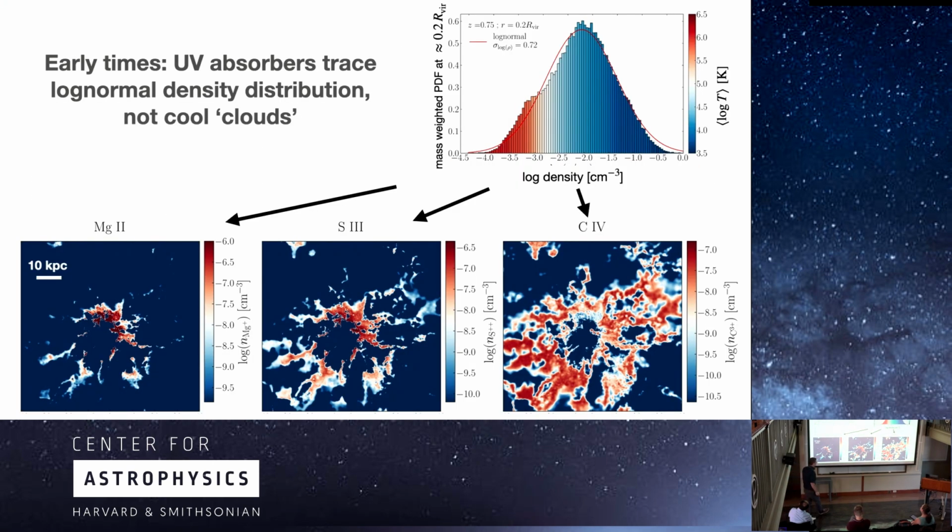This is another nice plot that Aaron made. What he showed here are maps of the different ions, again for when the CGM is supersonically turbulent. And I implore you to see that this is not a case where we have cool clouds embedded in a hot gas, but rather the ions are simply tracing this log normal density distribution that we expect in a supersonic CGM, when the turbulence is supersonic.